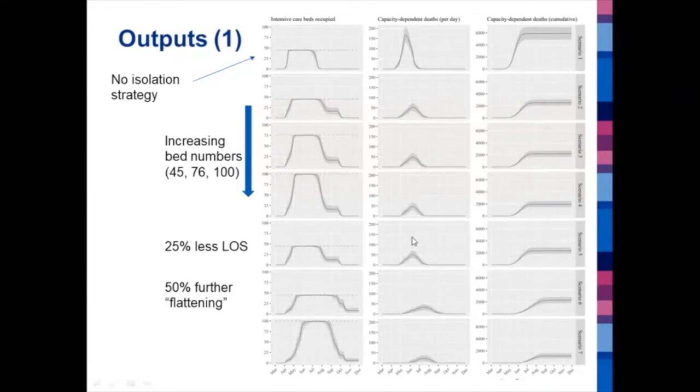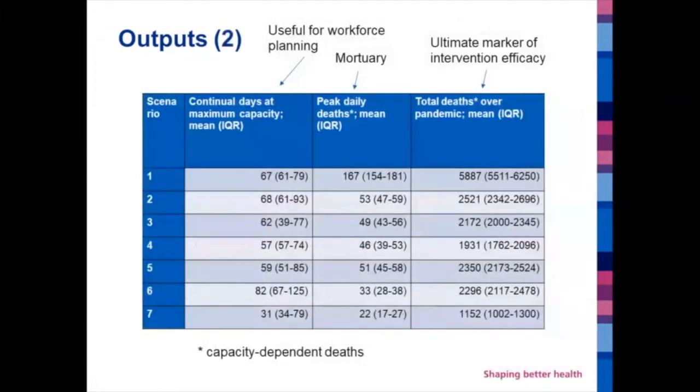And if we were able to put in place all of those interventions, we can see how that results in the lowest amount of capacity dependent deaths. It's actually about a 5-fold reduction. So that's increasing bed numbers to about 100, flattening the curve, and reducing length of stay by a quarter. And this just shows some of those results here that can be output through the script.